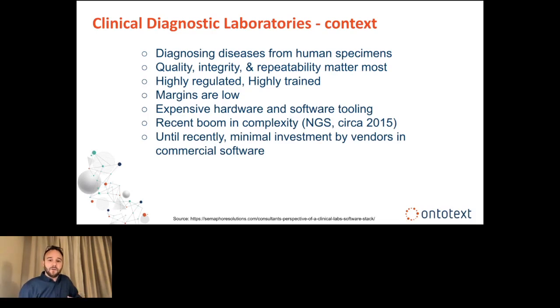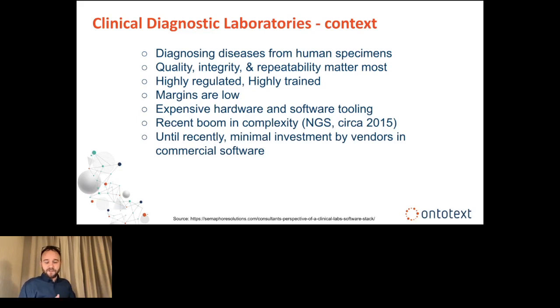Margins are typically quite low, despite the cost of healthcare in some geographies. And because these labs are highly regulated in all geographies, and the humans are highly trained, that usually means there aren't enough humans available to run the validated and therefore expensive hardware and software that they're allowed to use in their labs. And just to make it even more fun, as I alluded to, as recently as 2015 or so, the tests run by these labs were relatively simple point-in-time snapshots of a single quantitative result that was really easily satisfied by rigid software typically built on relational databases.